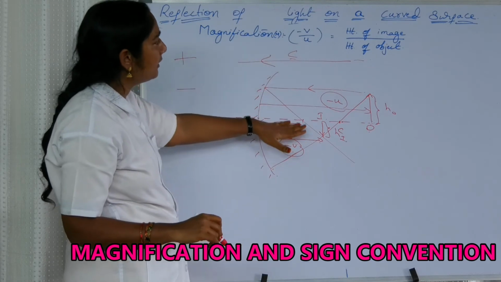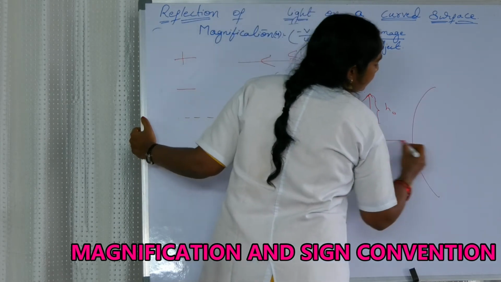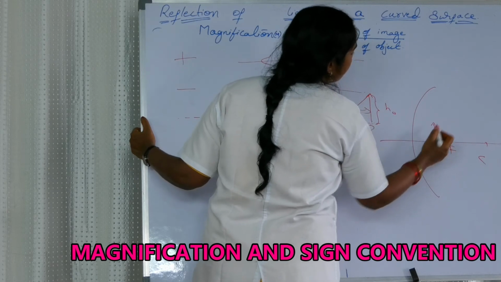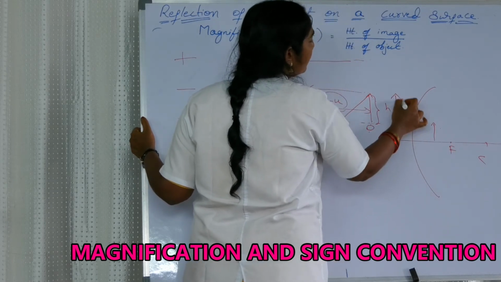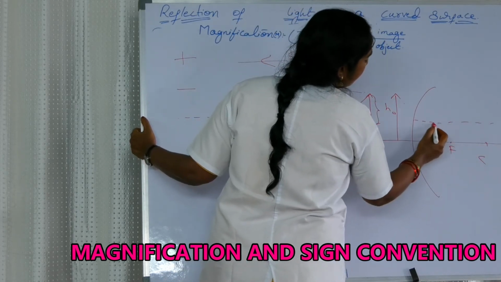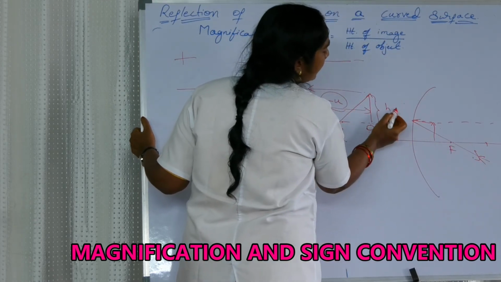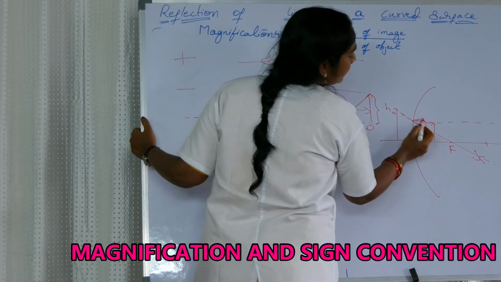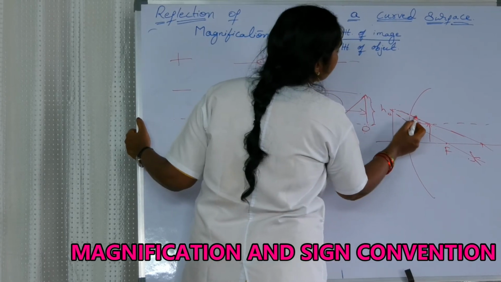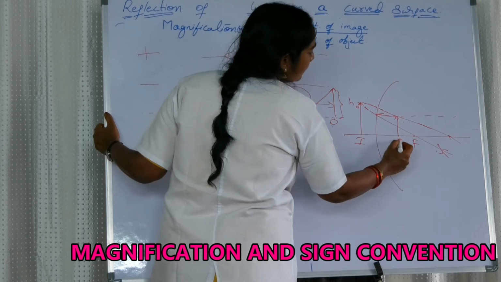So in this particular case, let us see another case where the object is taken before F. When this is the object, the image is formed on the other side, as we have already seen in the previous case. This is the ray, after reflection it goes like that, and it appears as if it is coming from here, and you take another ray, it is just going like that and appears as if it is coming from there. So finally an image is formed here. Here this is the object.